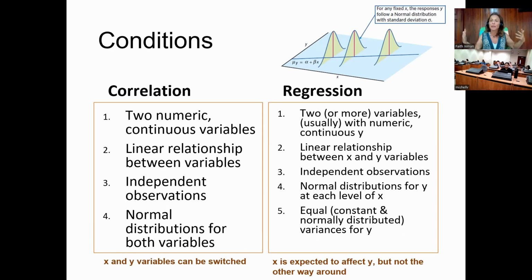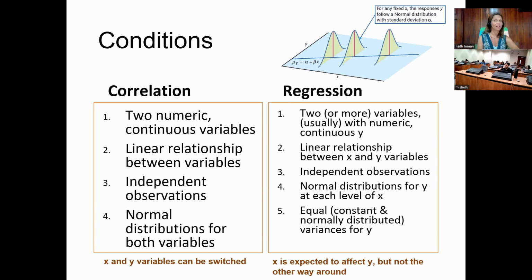And again, a big difference here is that with correlation, X and Y can be switched. With regression, the conditions are a little bit harder to meet. You need to have two variables or more. We're going to start by talking about simple linear regression, which has just two variables, but regression is the multi-tool of the statistics tool set.